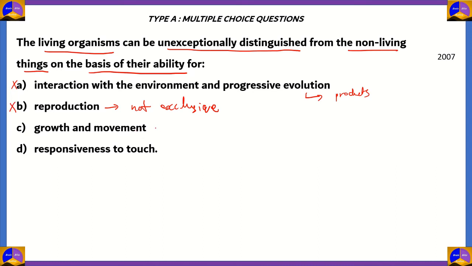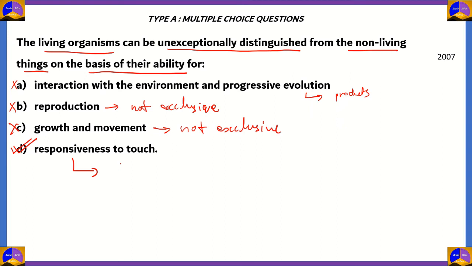Option C, growth and movement. So both growth and movement happen to both living as well as non-living things. So therefore it is again not exclusive. So therefore option C is incorrect. The correct answer is option D, responsiveness to touch.